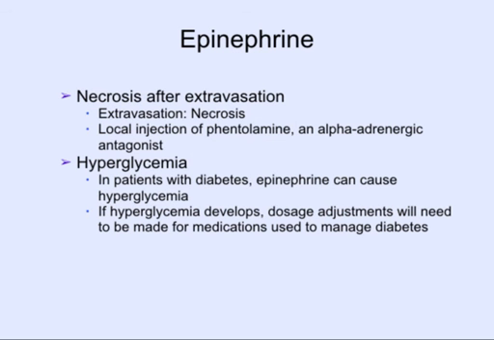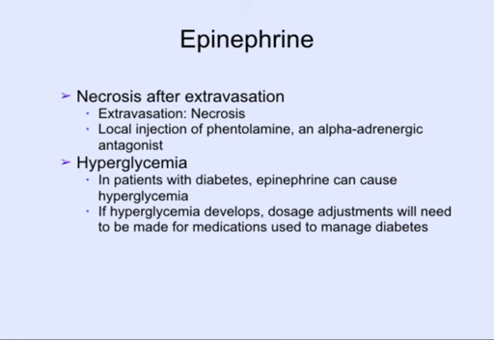Tissue necrosis after IV extravasation, that's basically if your IV comes out, it can cause tissue necrosis because it is a potent vasoconstrictor. So that's something you have to be very careful with, especially in the pediatric patients, because their tissue is more fragile. So if this does happen, usually we'll give an alpha adrenergic antagonist to kind of reverse it. And that's usually done through local injection into the tissue.